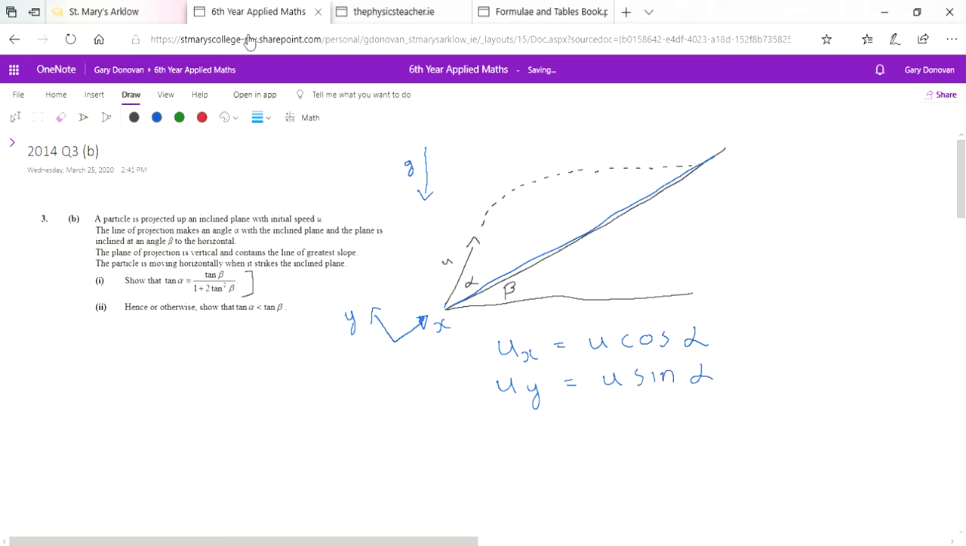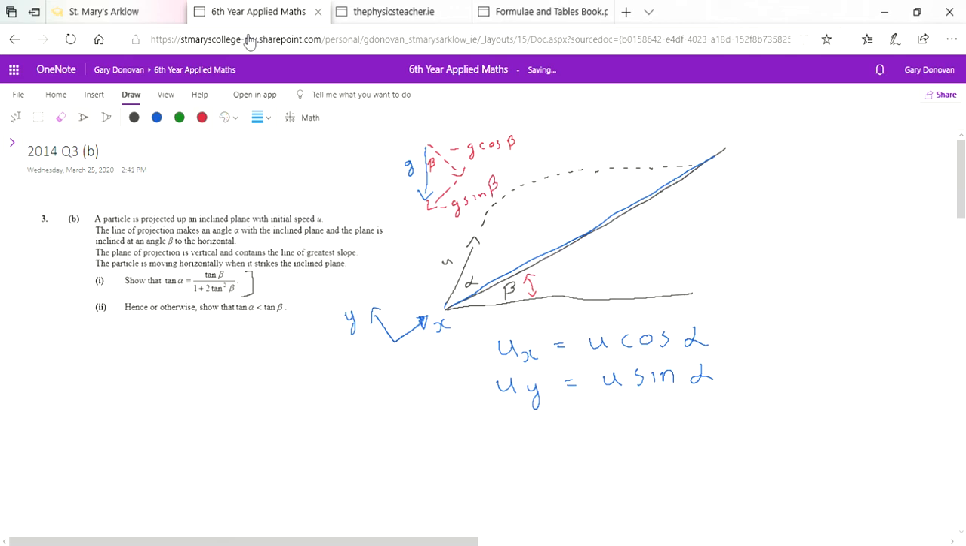The next thing we want to do is make sure we get our components of g, of gravity, in those directions as well. So this would be the direction of our y component, and this would be the direction of our x component. Now this angle here will be the same as this angle here, which is beta. So this would be minus g cos beta, and this would be minus g sine beta.